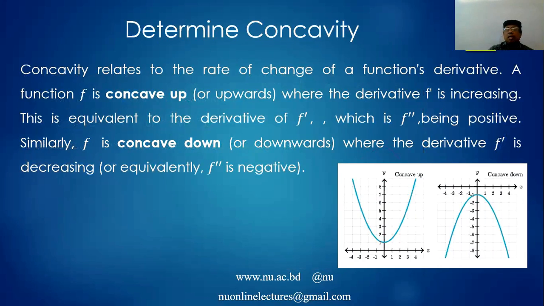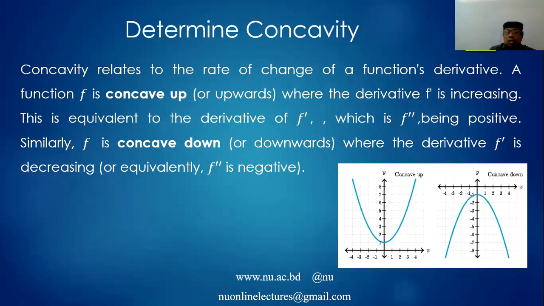So to discuss determining concavity, my students, go through the paragraph. Now, concavity relates to the rate of change of a function's derivative. The function's derivative will change, but it is the rate of change of a function's derivative. A function f is concave up, or upwards, where the derivative f' is increasing. That is, for concave up, its tangent in the open interval is increasing. So why is the derivative f' increasing? To determine the concavity, we have to know this.